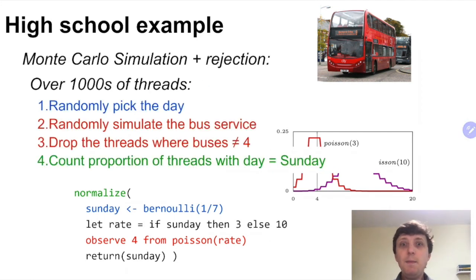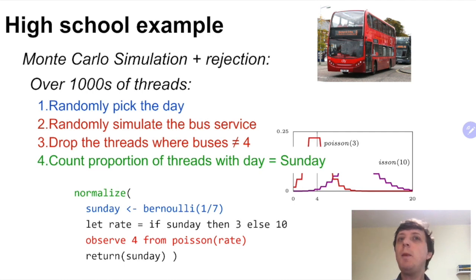Well, the simplest way is to run this program through. We've got 5 lines in the program. Let's talk about the second, third, fourth and fifth line first. We first randomly pick which day it is, and we just toss a 7-sided dice, and that tells us whether it's a Sunday or not. That's our prior belief. And then we randomly simulate the bus service. This gives us a number of buses coming by in a given hour, and it's going to give us more buses when it's a weekday than when it's a Sunday.